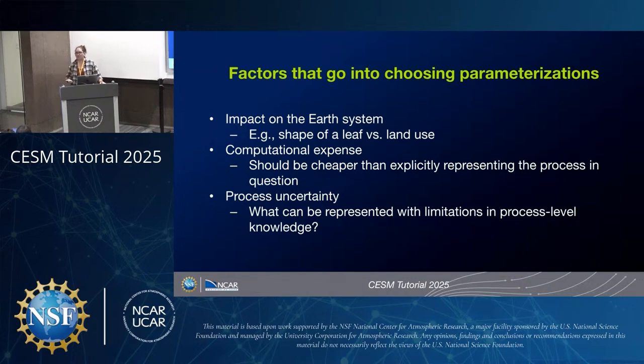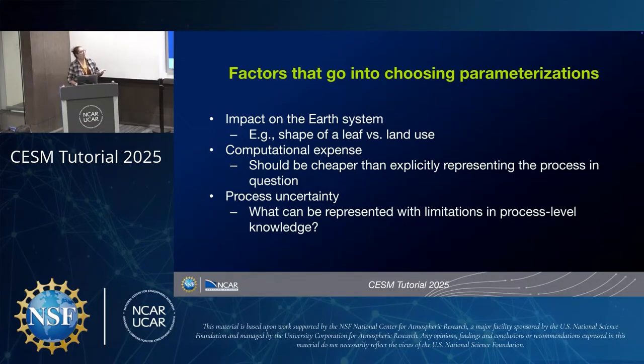Computational expense is also key. One of the reasons we use parameterizations is that it's really expensive to represent everything explicitly that's happening in the atmosphere. So what we want to do is reduce our cost by having a parameterization. If you don't reduce cost, then in some way, why bother?